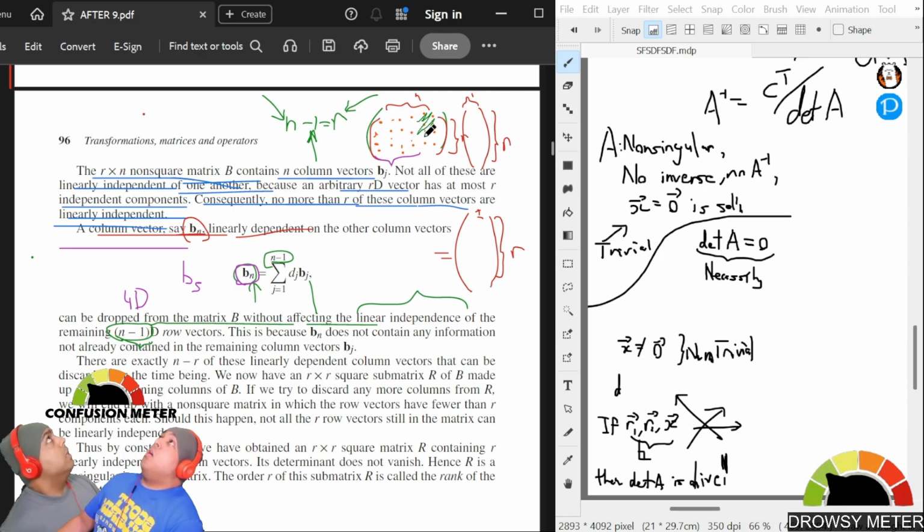You can scrap this entire section. Can we really though?